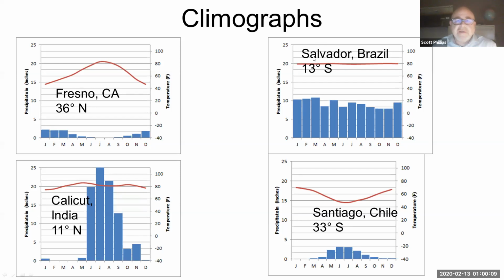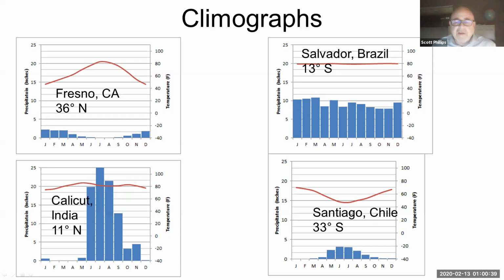So this is in a tropical climate in Salvador, Brazil, where you have heavy amounts of rainfall year-round without a dry season, and a very consistent temperature throughout the year, because tropical locations don't have as much seasonality. This is what's called a monsoon climate in India, where here you don't have that much seasonal difference in temperature, and you have a heavy amount of rainfall during the summer months.